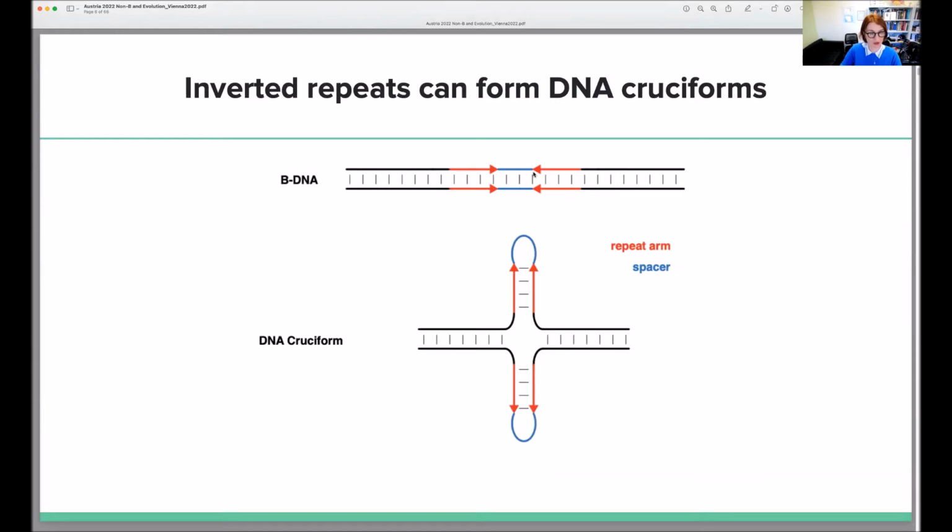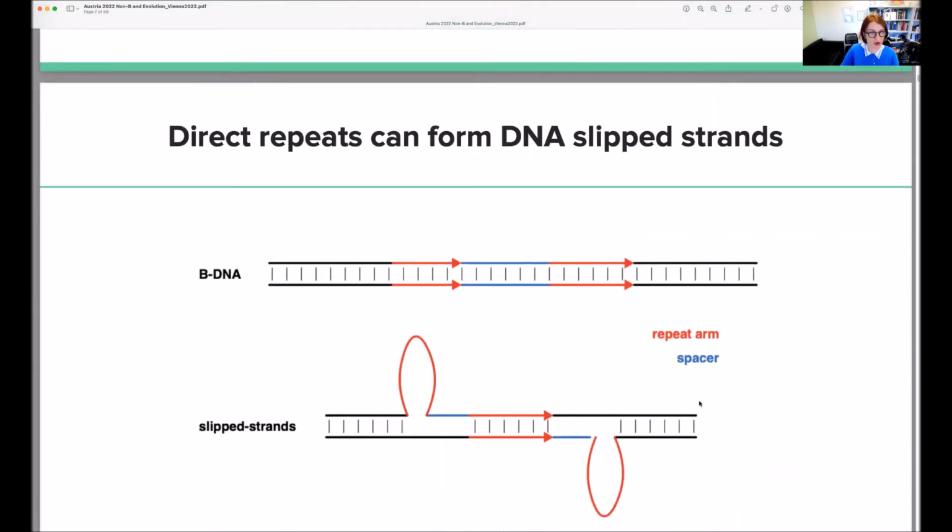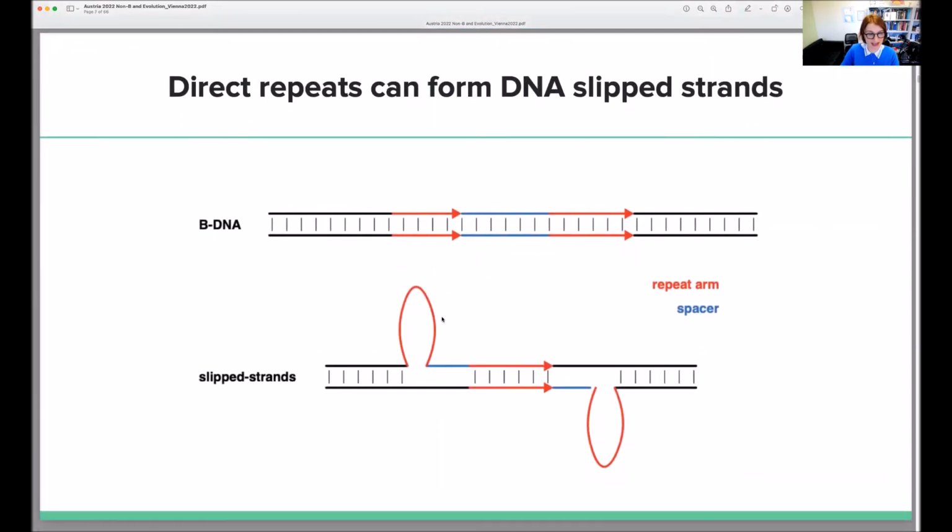This is a more detailed illustration of another non-B DNA structure, and these are the cruciforms. If you have inverted repeats, this is what we have on the Y chromosome, right? In the palindromes, they can form cruciform structures in which the arms are paired. And direct repeats can form slipped strands, right? Because pairing can occur between different copies of repeats.